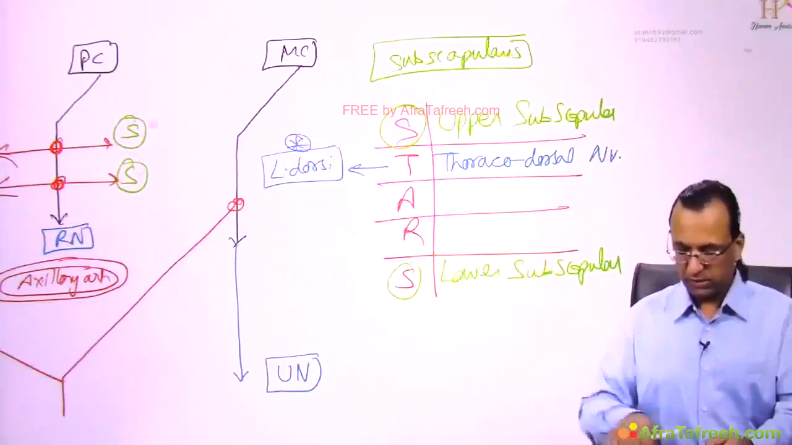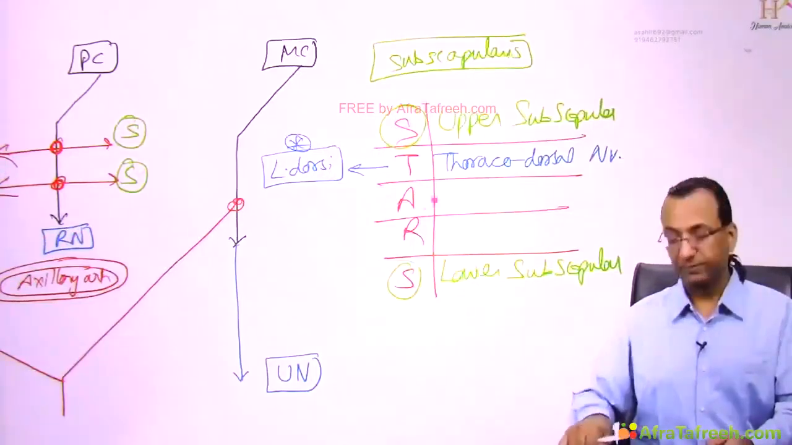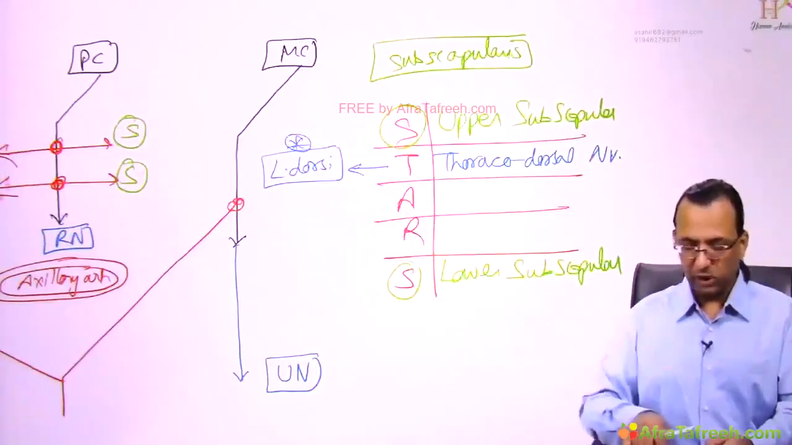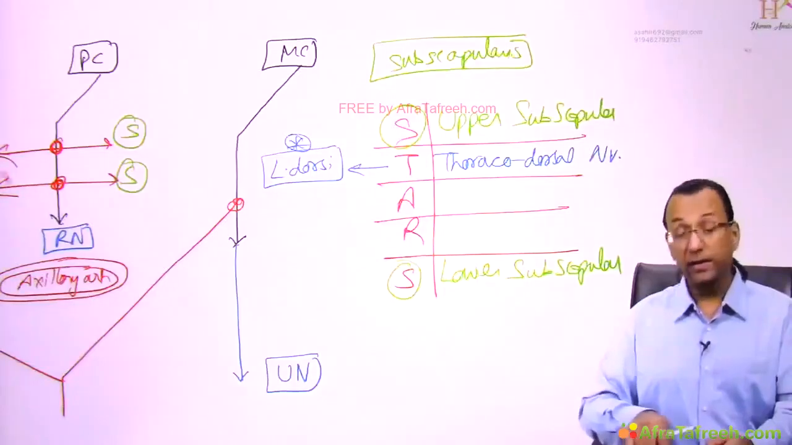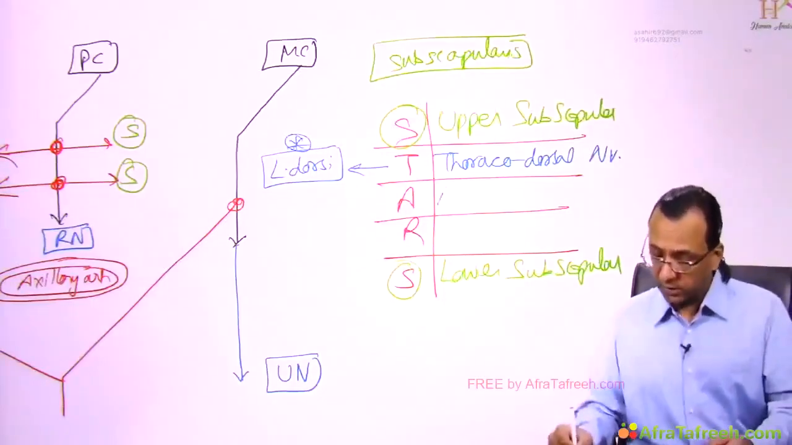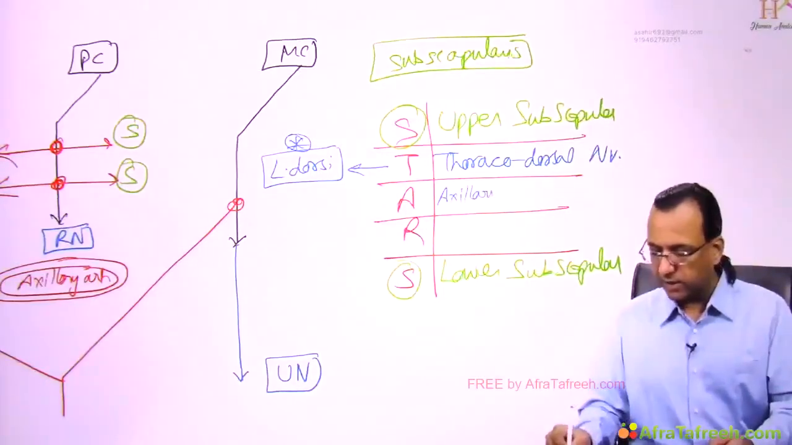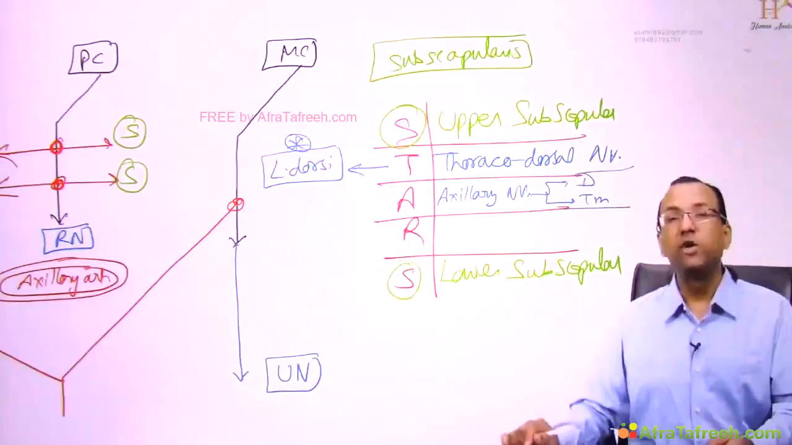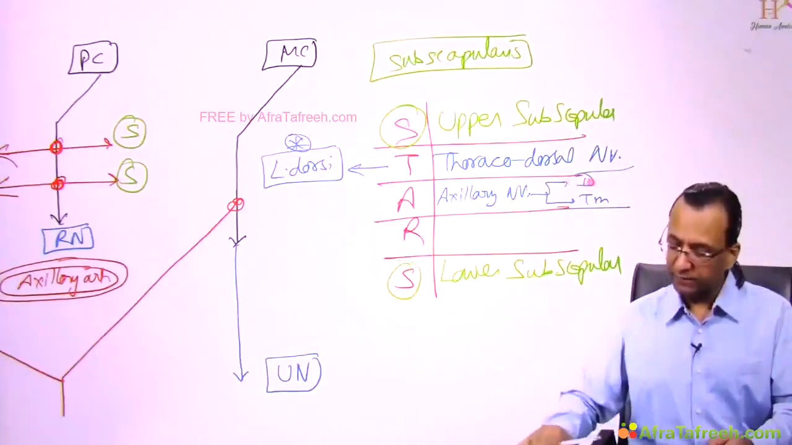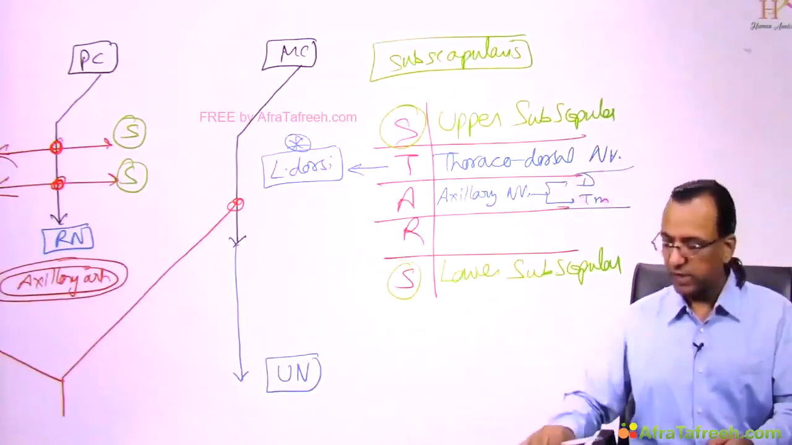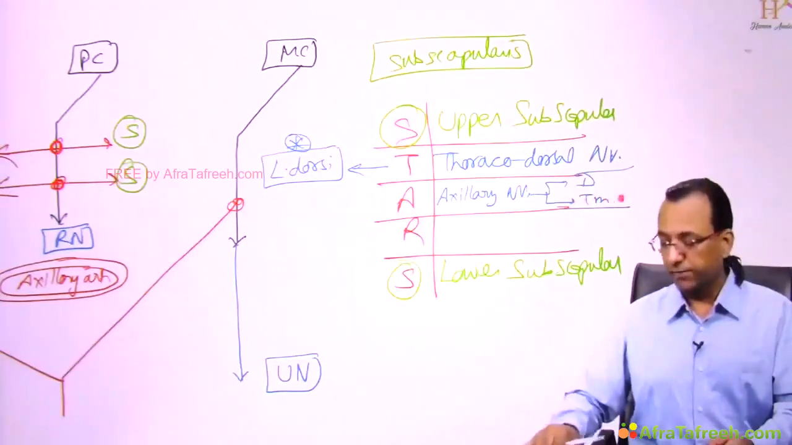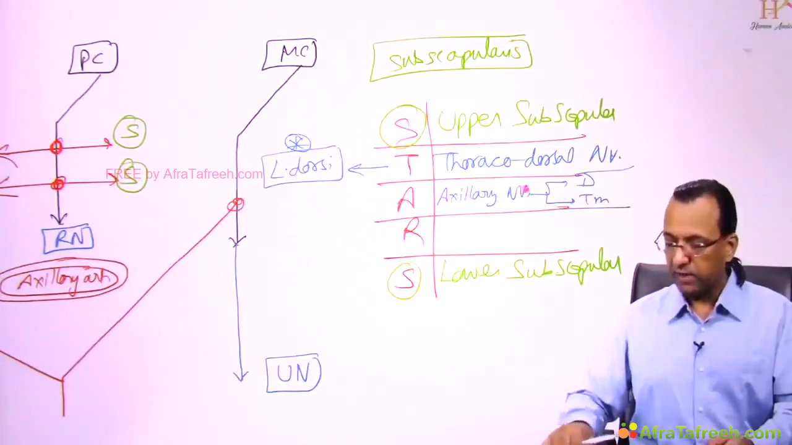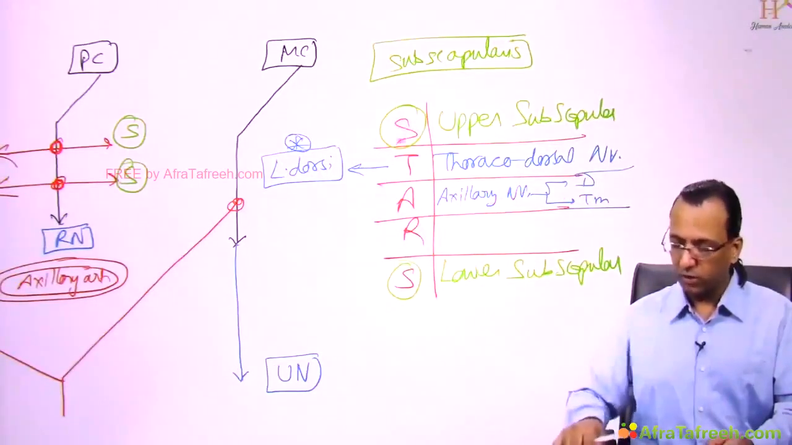So what is A for? A is for the axillary nerve. You remember it supplies 2 muscles: the deltoid muscle and the teres minor muscle. The deltoid is a powerful abductor, and teres minor is a lateral rotator muscle. They are supplied by the axillary nerve, a branch of the posterior cord of the brachial plexus.